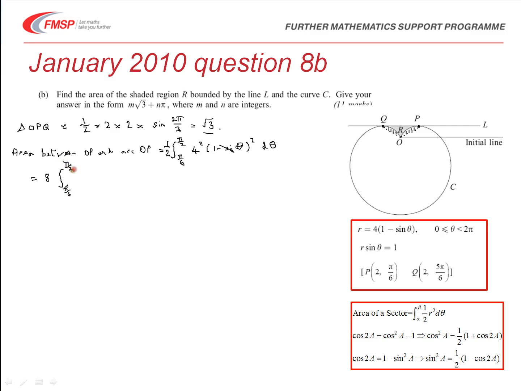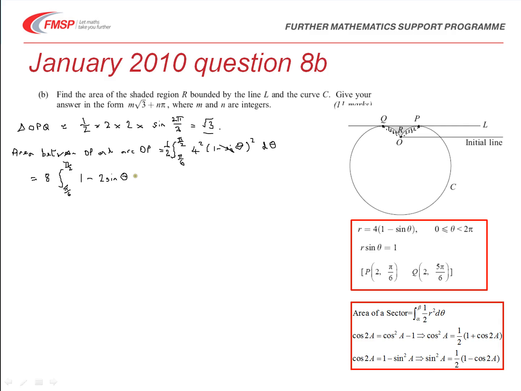Now we can square out the 1 minus sine theta all squared, which is going to give us 1 minus 2 sine theta, and that should then give us a plus sine squared. But we should know that to integrate sine squared, we need to use a double angle formula identity. And you can see here at the bottom right hand corner of this slide, I've written the fact that we should know that sine squared is a half of 1 minus cos 2 theta.